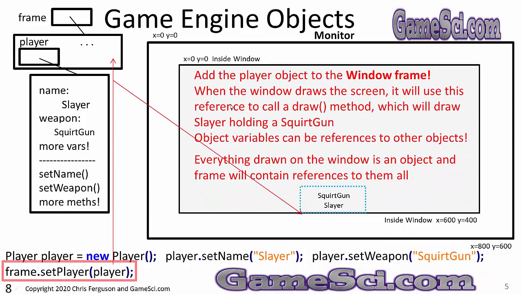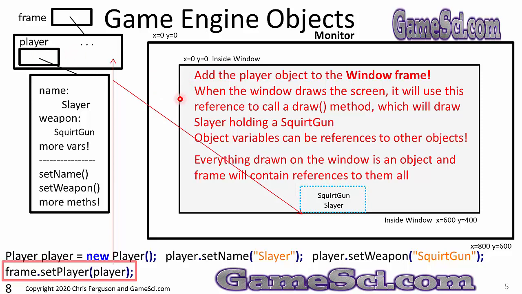Next line of code is quite interesting. Remember that window frame that we created on the previous slide? That's what put up this window on the screen. We're going to go to that window frame and do a .setPlayer and pass it the player variable. We're going to say, you know what? I want this player variable to be sent to the window frame so the window frame knows who the main character is. So we're going to add the player object to the window frame.